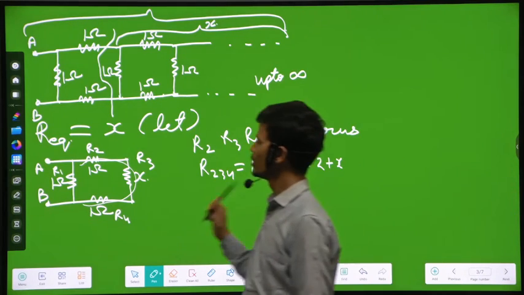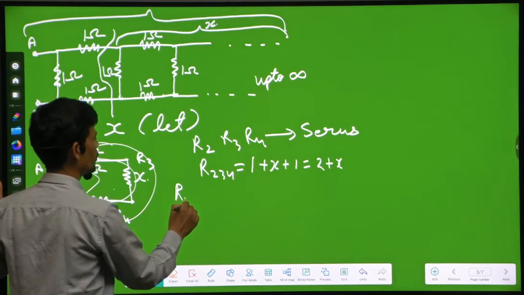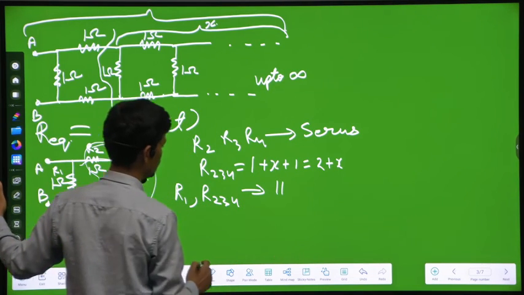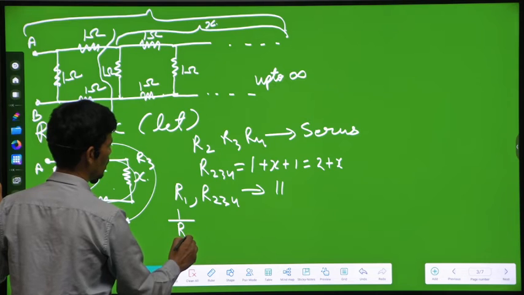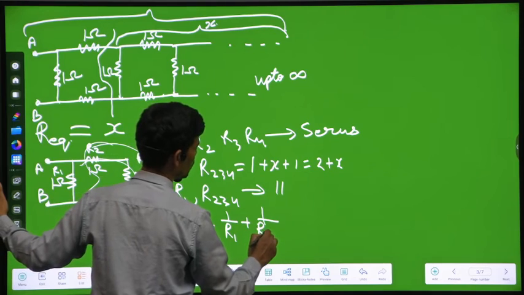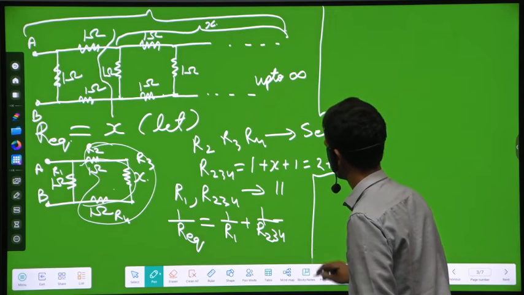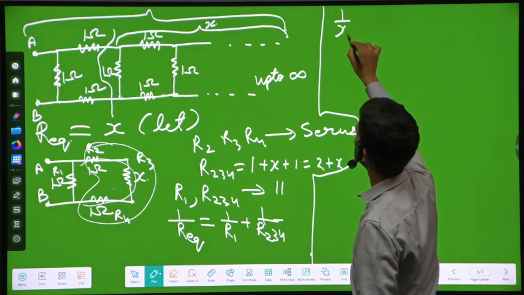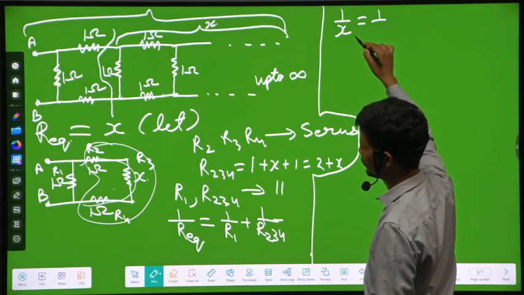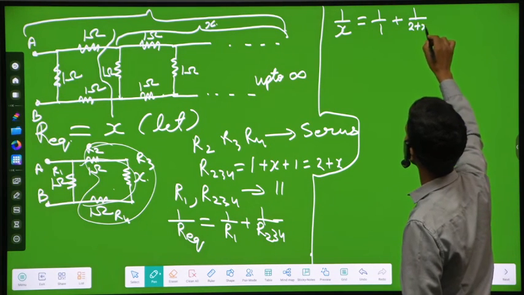And then this combination is in parallel with R1. R1 and R234 are in parallel. So 1 upon R equivalent is equal to 1 upon R1 plus 1 upon R234. Okay, R equivalent we already assumed is x. R1 is 1. R234 is 2 plus x.